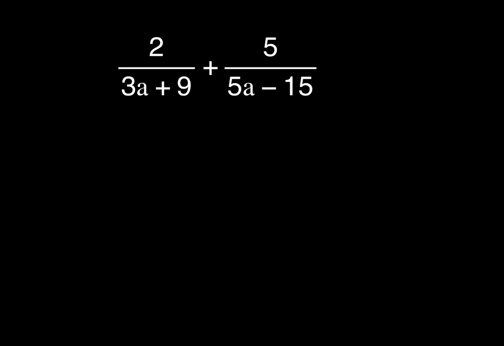When we get to these, it can be challenging to look and say, oh, well, I have these two different denominators, so I'm going to multiply them first, which is always a possibility, but I also look and see that this can be factored and that can be factored. So this could be factored into 3 times a plus 3. And this could be factored into 5 times a minus 3.